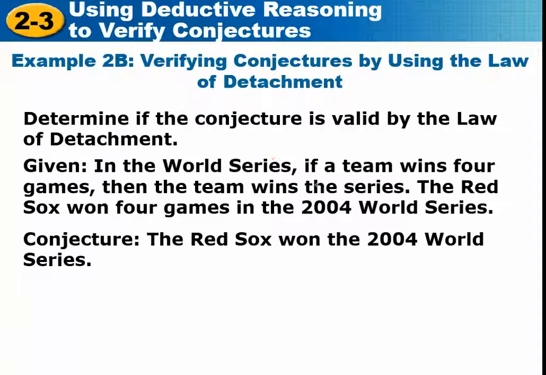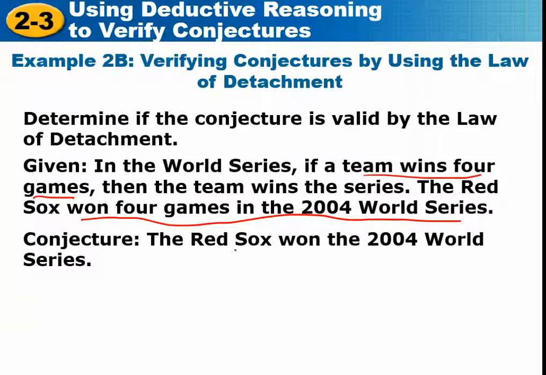In the World Series, if a team wins 4 games, so here's the if-then. If a team wins 4 games, then the team wins the series. Now here's what they're telling us is true. The Red Sox won 4 games. Is that the hypothesis? If a team wins 4 games, yes. This time they're giving me the right thing. They're giving me something that matches the hypothesis. If a team wins 4 games and then the Red Sox won 4 games, that matches up. That means that we can assume the conclusion is true.